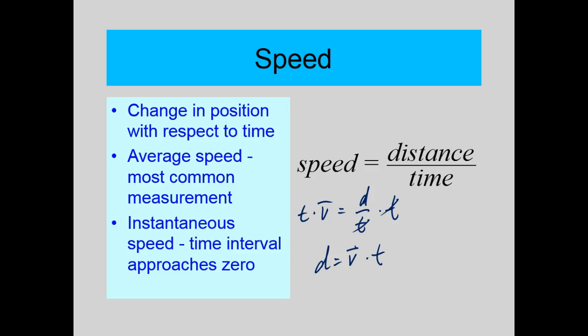Okay? What if you were looking for time? How would you get it? Divide everything by the average speed. Okay? And then these go out. T is equal to D over average speed. So that would be how long it's going to take you to take your trip.